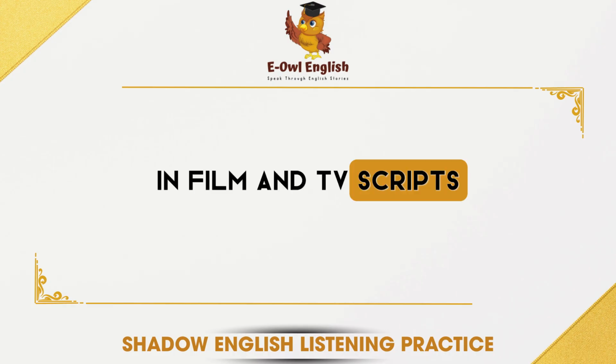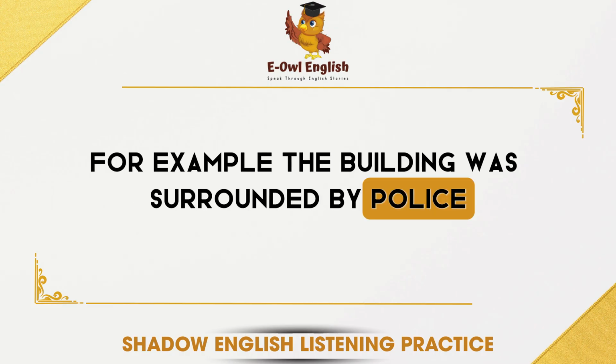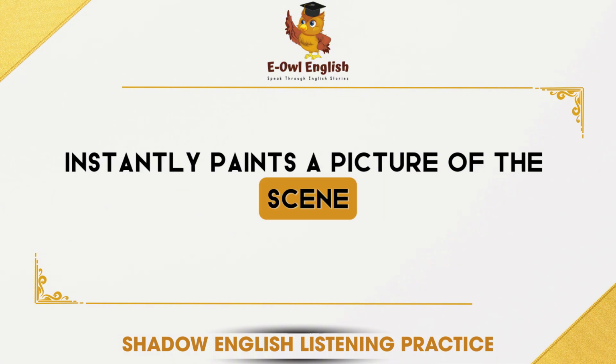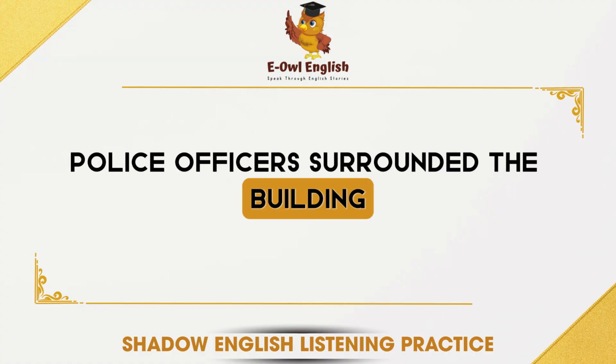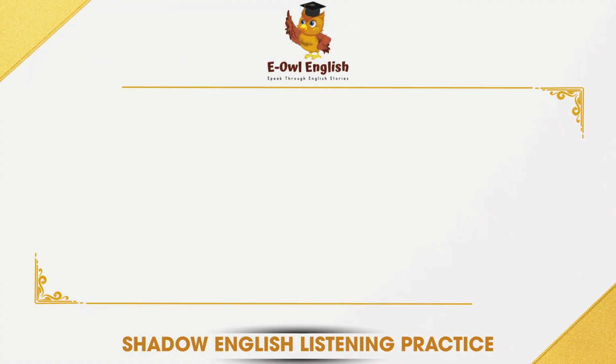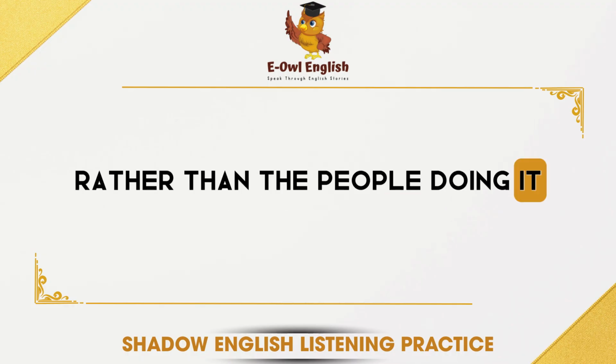In film and TV scripts, passive voice is used to shift attention to the action. For example, "the building was surrounded by police" instantly paints a picture of the scene. There's no need to say police officers surrounded the building. Passive voice lets the reader focus on the event rather than the people doing it.